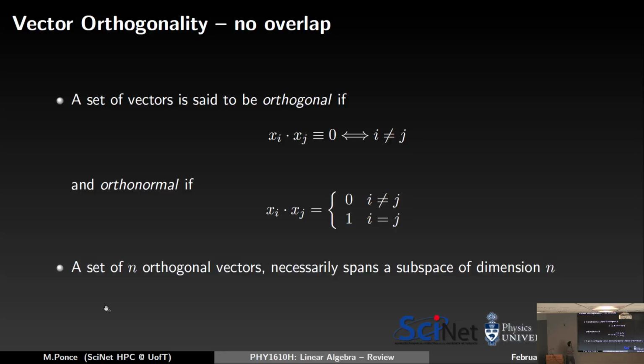So one of the consequences of this is that a set of n orthogonal vectors will necessarily span the vector space they generate. So that is kind of a circular condition between a basis, a set of linearly independent vectors, and orthogonal vectors.